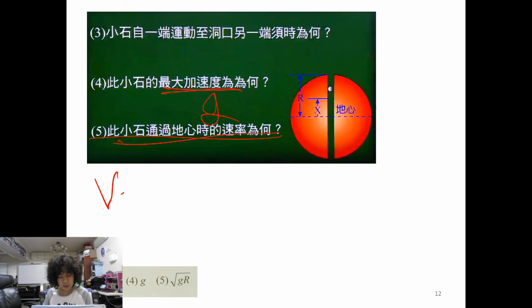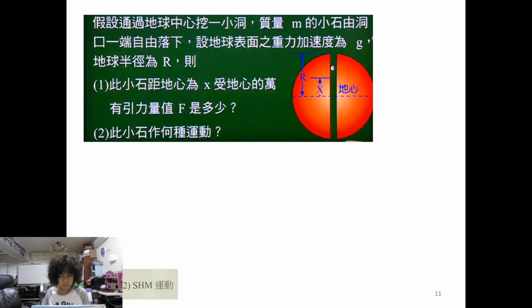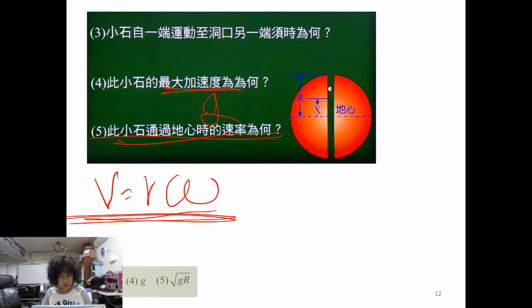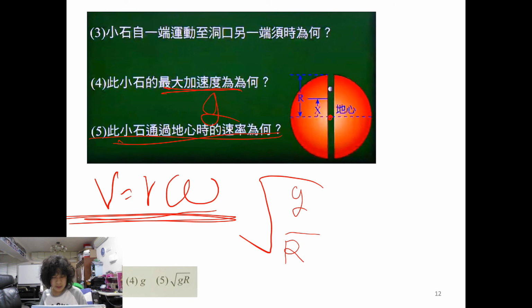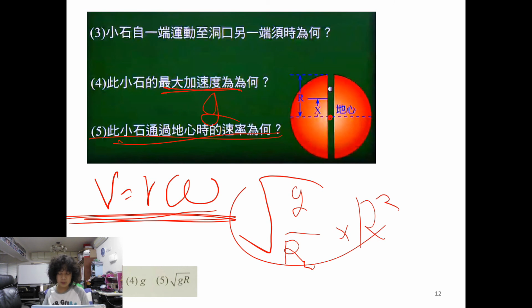So v equals r times omega, right? The omega is what I just said, square root of g divided by r. And remember what's the radius? The radius is of course just r, right? So it's r times the square root of g divided by r, which gives square root of g r.